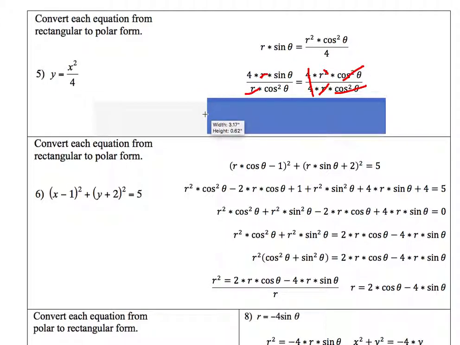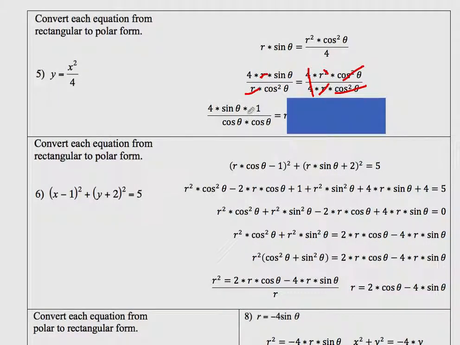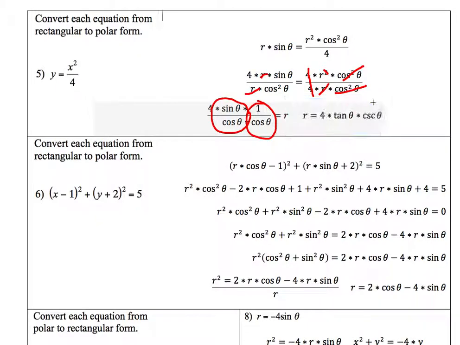Okay. And then what I have left over here is 4 times sine theta times cosine squared theta. But that cosine squared theta, I can separate that by just doing cosine times cosine. Okay, and most of my students by now are saying, hey, I can replace this right here with tangent, and I can replace this with secant. And so our r is going to end up equaling 4 times tangent theta times cosecant theta.